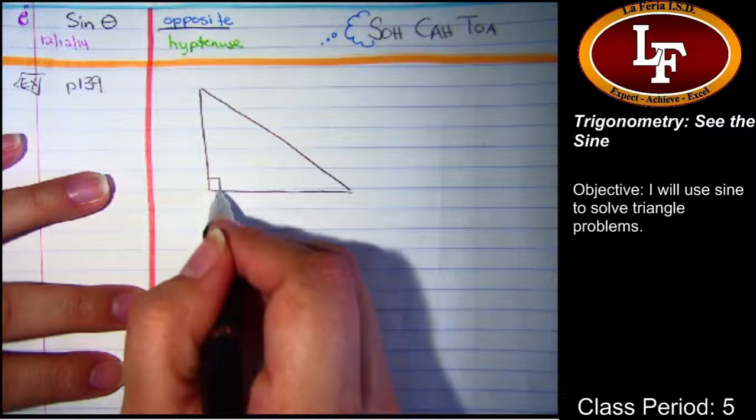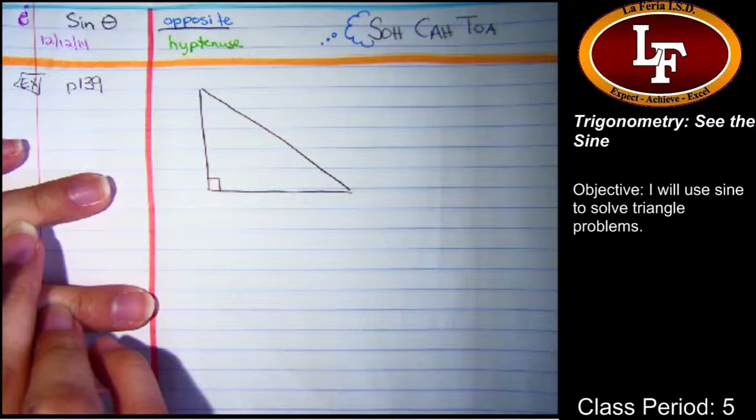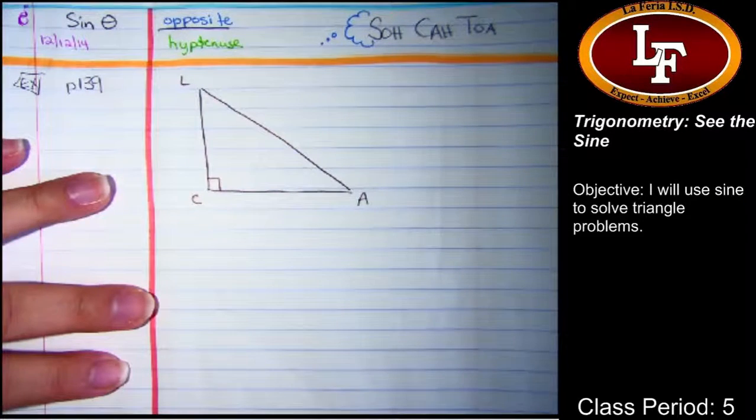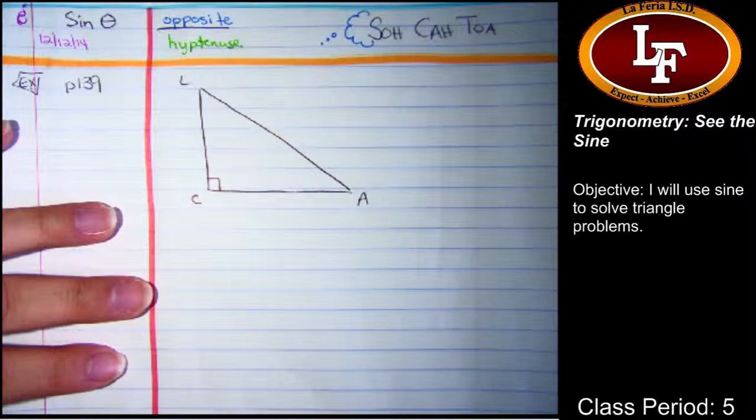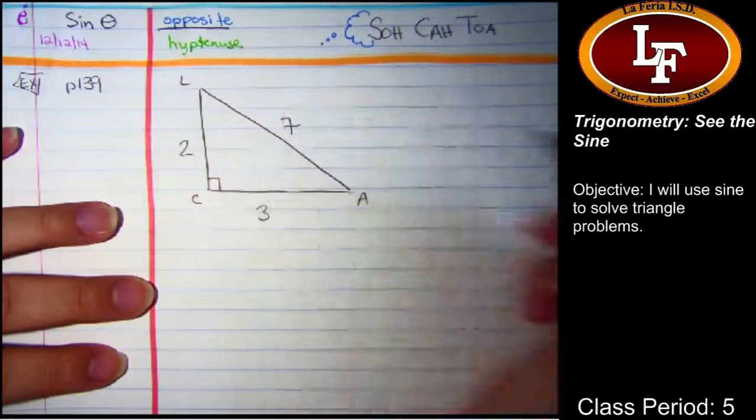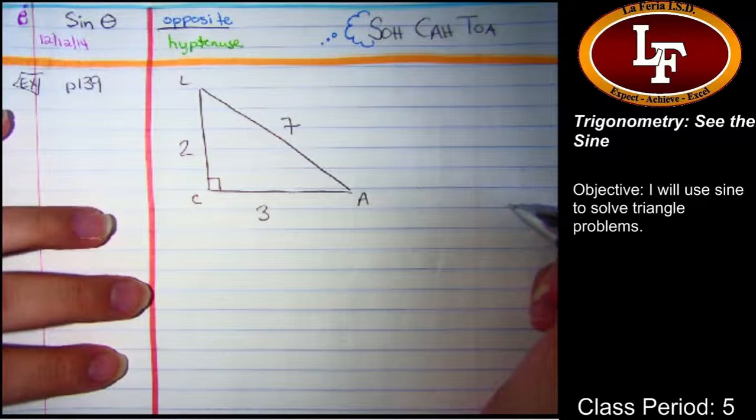Mark your right angle. I need 3 letters to name this triangle. C, A, and L is what I heard. I need 3 numbers for the side lengths of this triangle. 2, 3, and 7. All right, I don't know anything about these numbers, whether they are going to make this beautiful right triangle or not, but we're going to say it does.